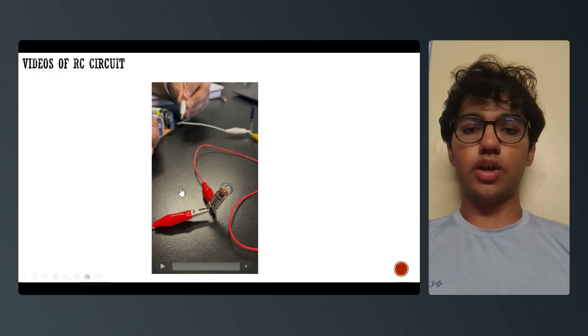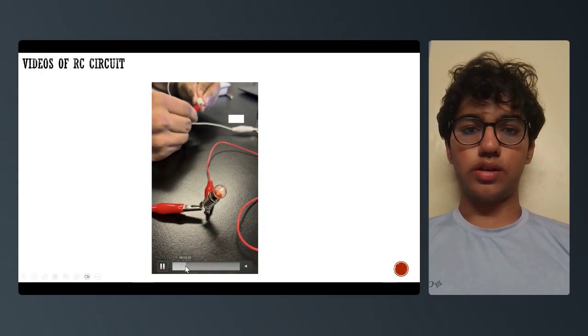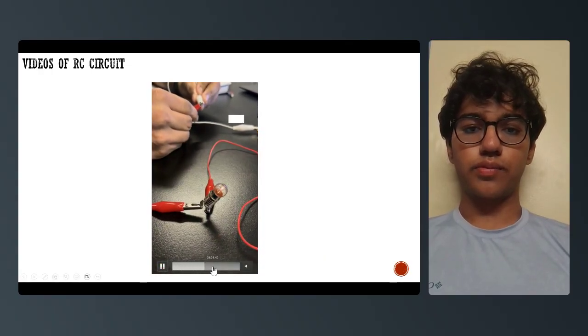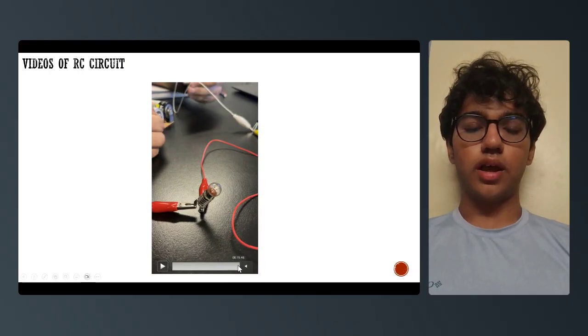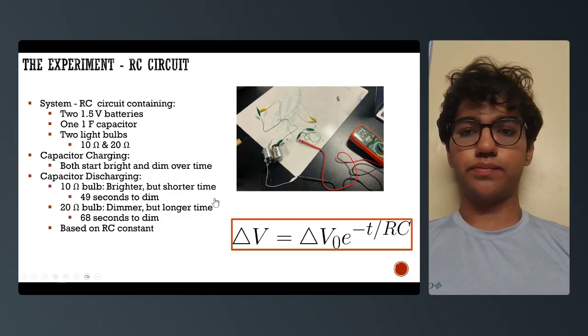This is a video of the RC circuit. This is a short one. You see it discharging over time, and to completely dim it would take approximately, this was a 10 ohm, so I believe 49 seconds.